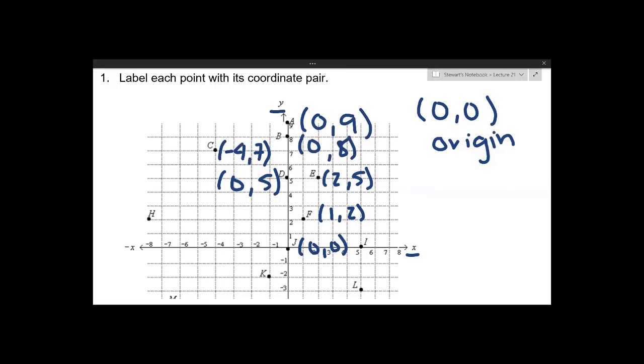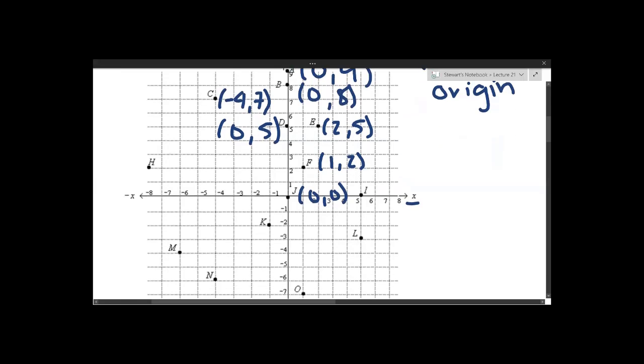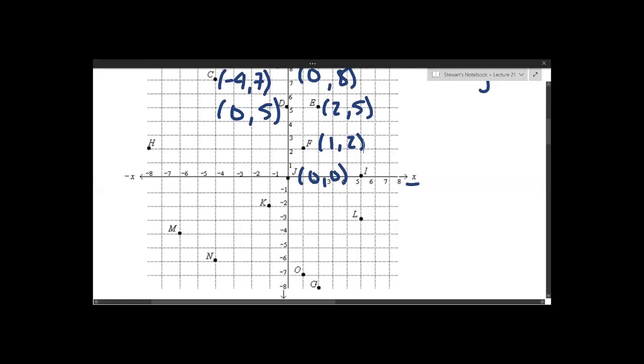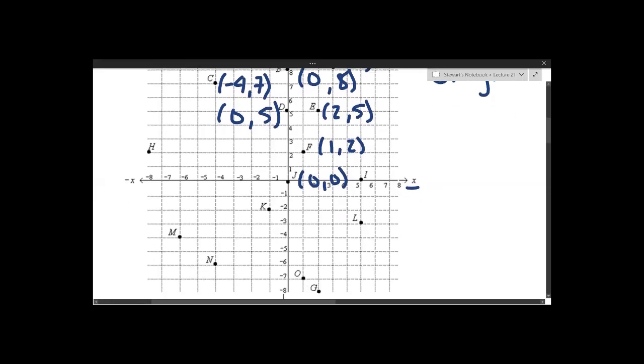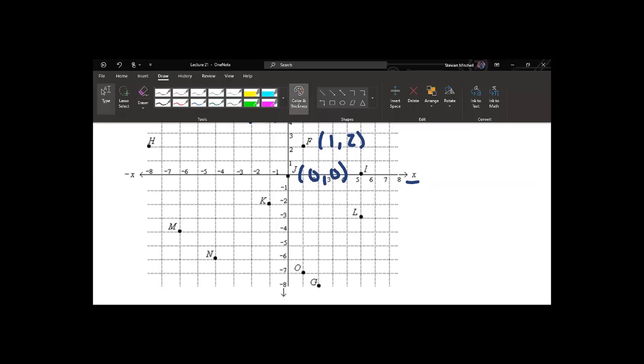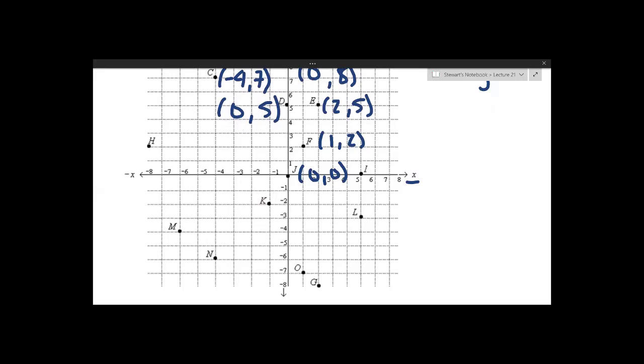Okay, where is G? I might have to go down a little bit now. Yep, okay. Don't have to come back up there for too much more, I don't think. Okay, so for G, notice we go over 2, but we go down 8.